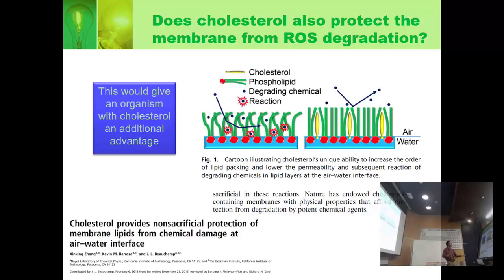When you have two things that are helping the cell at the same time, you have an additional survival advantage. And so that makes something that looks like, oh, it looks like evolution couldn't do this, right? Well, if cholesterol actually can do double duty and it gives you two advantages rather than just one, then maybe it could happen, you know?